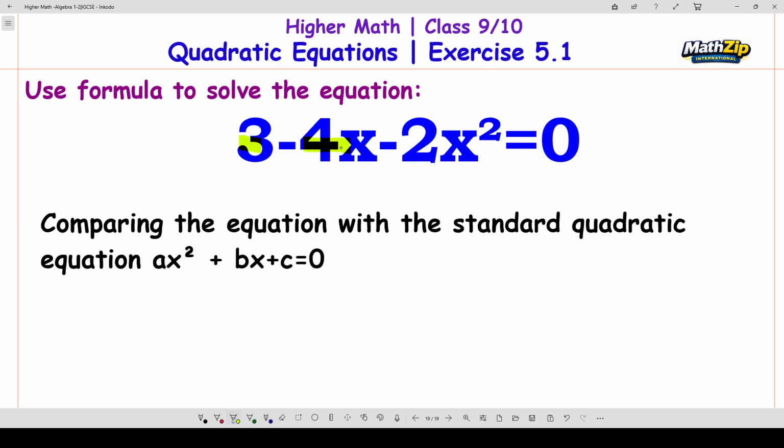3 minus 4x minus 2x² equals 0. We are going to solve this equation by the standard quadratic equation, ax² + bx + c = 0. So first we have to find out what a, b and c are.